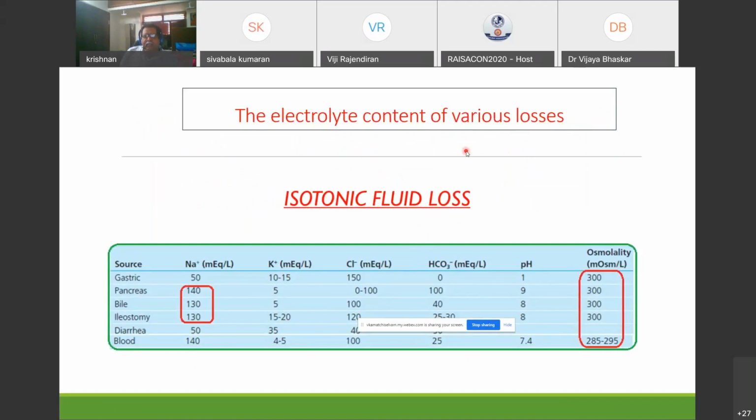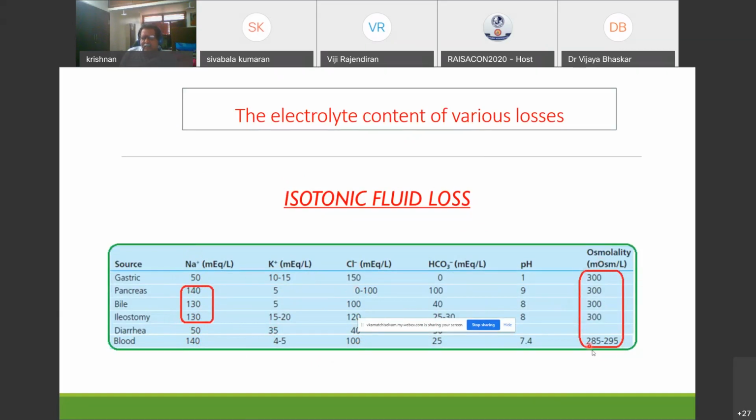And the next important thing that you should understand is that there are so many types of fluid loss. We can have upper GI vomiting, post second part of duodenum vomiting. You can have an ileostomy patient, a diarrhea patient. We can have blood loss. In all these, there may be changes in the sodium loss, the potassium loss, the chloride loss. These can all be corrected.